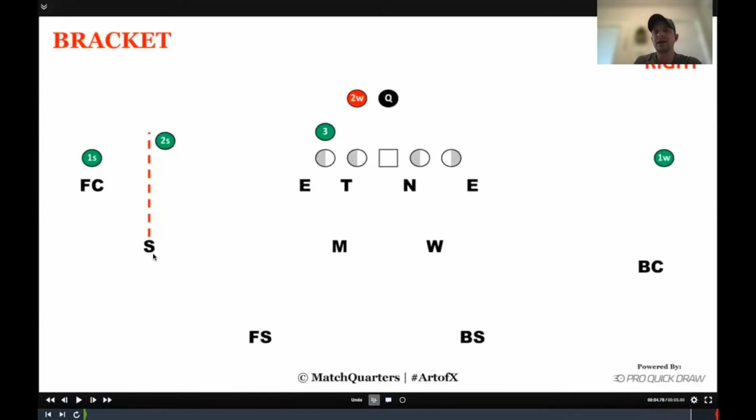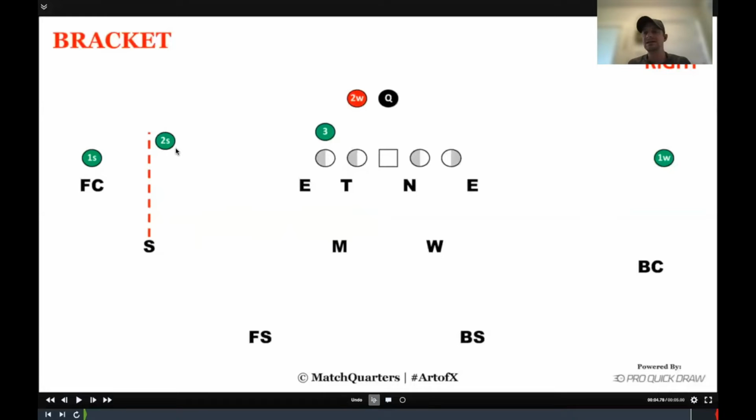So how does this play out if we have a fast 3? Because this is where you can get into trouble. In a typical quarters coverage, if 3 pushes to the flat, the nickel is going to end up taking. That's the way that it's going to be.